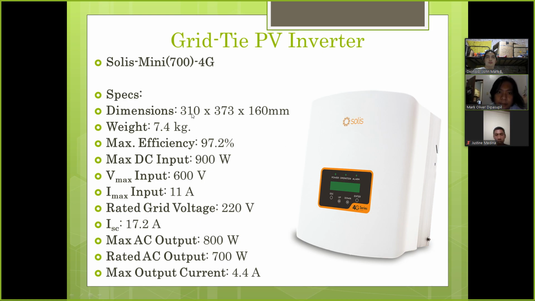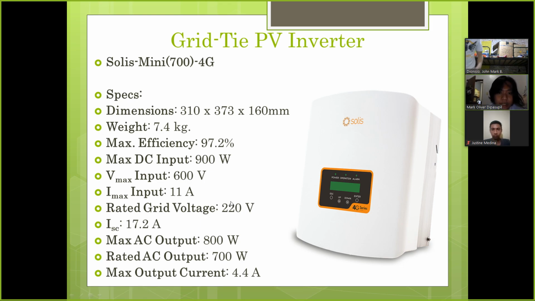Ayan. So, maliit lang siya. Meron siyang 310 times 372 times 160 millimeters na dimensions. Gano'n siya kabigat? 7.4 kilograms. Sabi ko nga kanina, ang Solis, very lightweight and compact. Yung maximum efficiency niya is 97.2%. So, pretty good kasi nasa 90 plus. Yung max DC input niya is 900 watts. Then, yung max input voltage niya is 600 volts. Yung max input current naman niya, 11 amps.